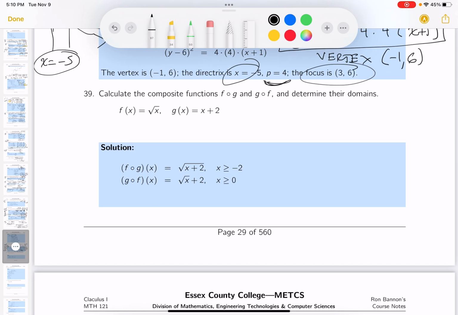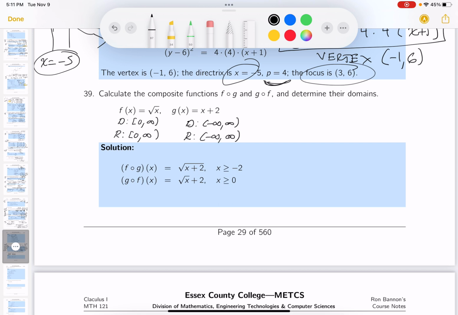All right, calculate the composite function and determine their domains. A little more complicated when the domain's in the problem. But let's write this down. The domain of this over here is going to be 0 to infinity, and the range is going to be 0 to infinity. That's f, by the way. Let me do g. G's domain is going to be all the real numbers, and the range of this thing is all the real numbers as well.